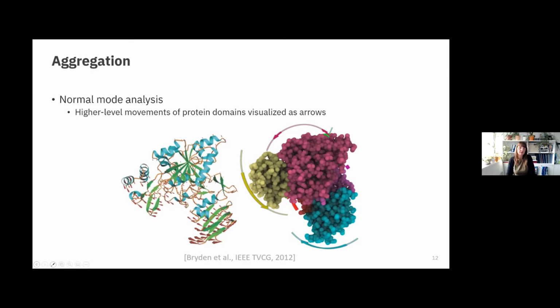And the typical example of how to visualize these movements is using arrows, small glyphs like here. The direction and size of these arrows signify in which direction within the dynamics these domains are moving and how fast they are moving as well. And it's the same situation on the right side here.